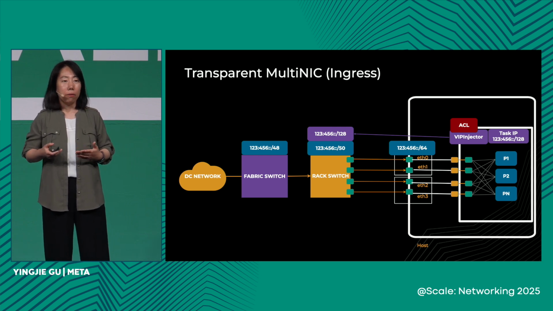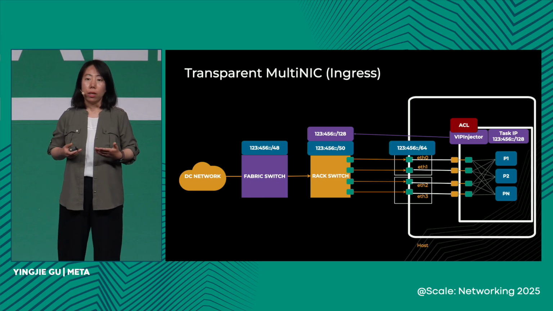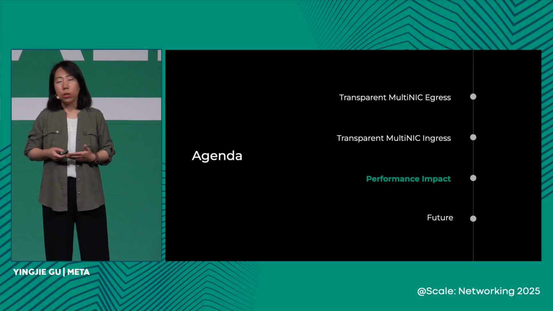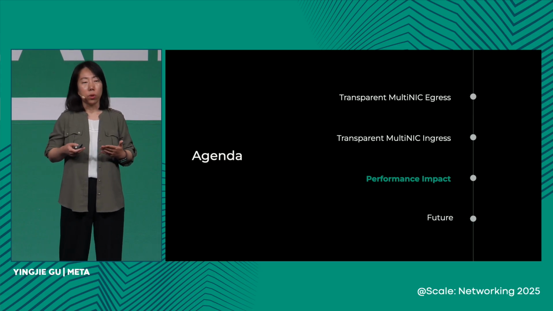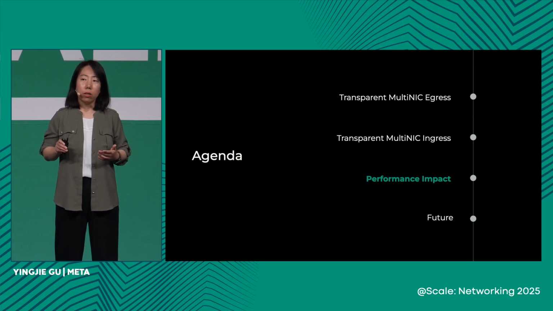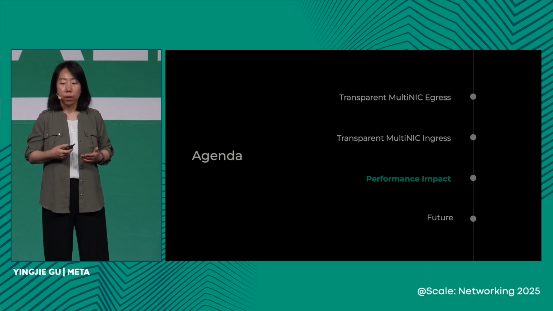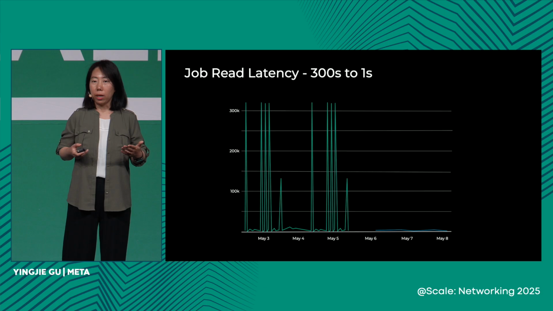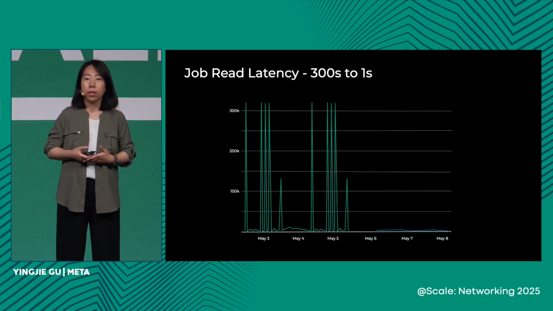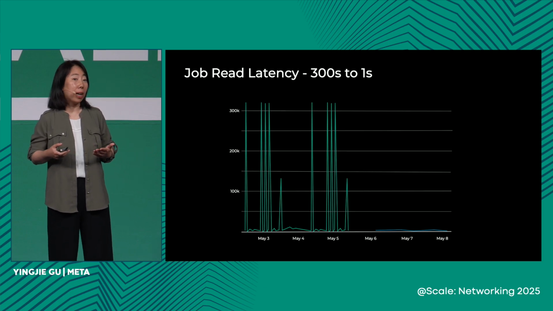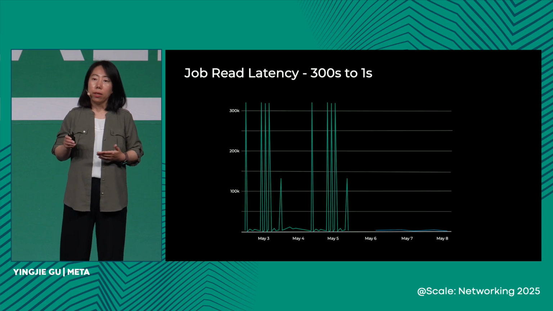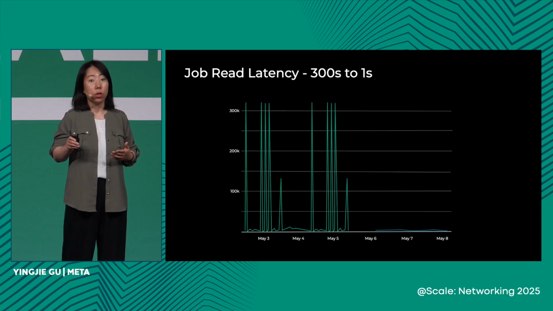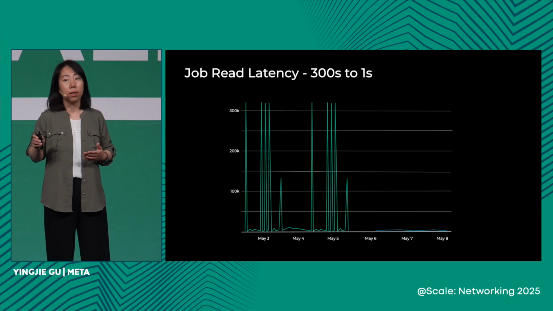Now, we have introduced both the ingress and egress solutions. Let's look at the cumulative performance results of applying this bidirectional solution. Do you still remember the case I introduced at the beginning? The job read latency spiked from 8 seconds to 300 seconds. We applied this bidirectional solution to the training job, and we see a substantial reduction from 300 seconds to 1 second.